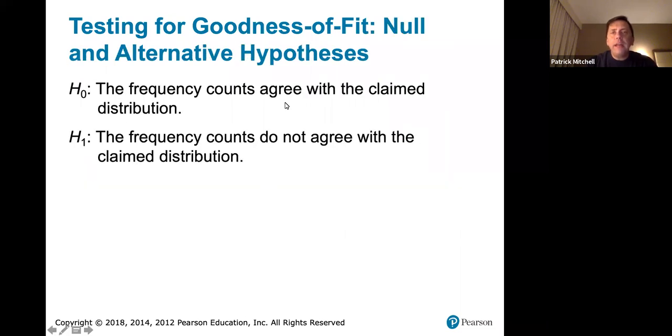All right, so the null and alternative hypotheses in this kind of test: the null hypothesis would be that the frequency counts agree with the claimed distribution. The alternative would be that the frequency counts do not agree with the claimed distribution. So in my example of testing a die to see whether it's fair, the null hypothesis would be that the die is fair, that each number comes up roughly the same number of times. That would be an example of a uniform distribution.